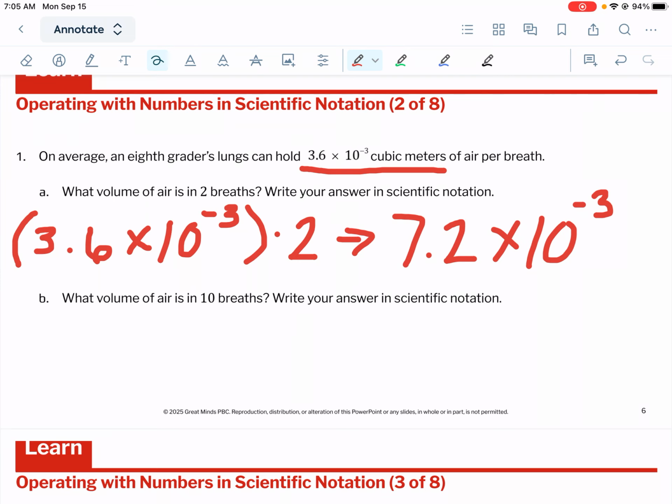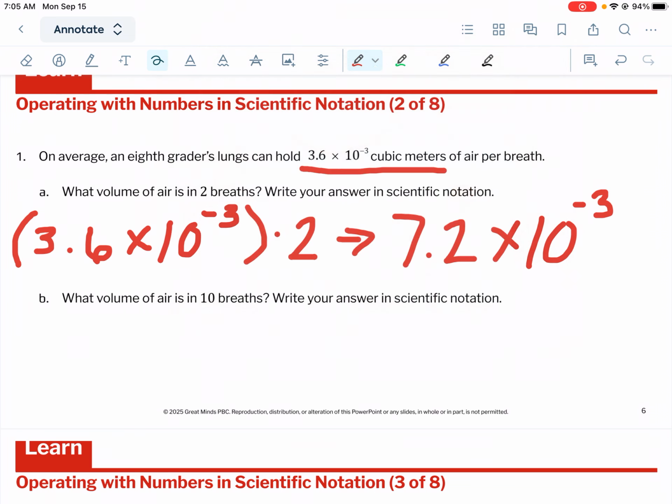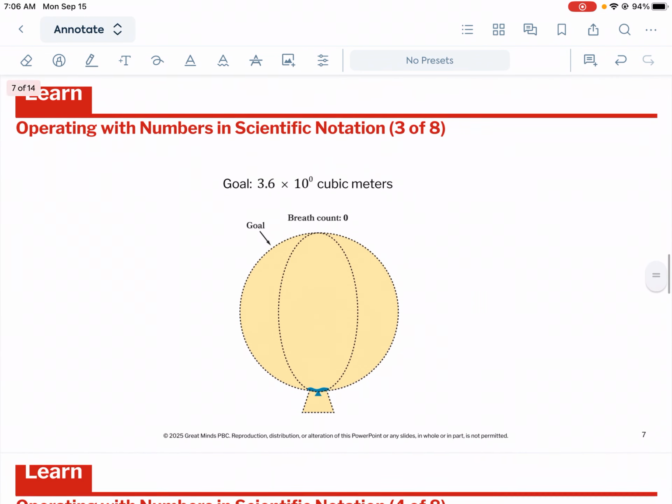For B, B says what volume of air is in 10 breaths. So if you breathe 10 times, what answer will you get? Make sure you write your answer in scientific notation. Pause here to allow work time. If you're back, we're moving on.